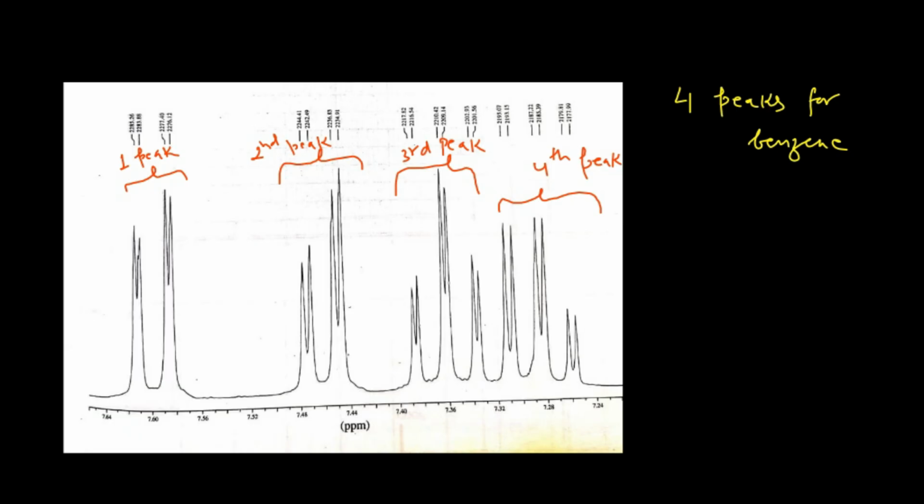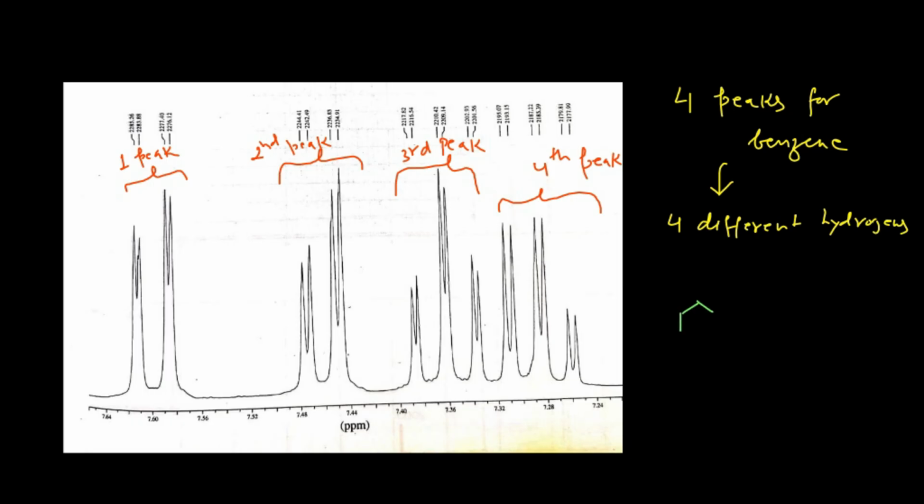No, they are not 11 peaks. They are the complex splitting pattern of the 4 peaks. When your benzene molecule is having 4 peaks, that means you are having 4 different hydrogens. So how can we get the 4 different hydrogens?